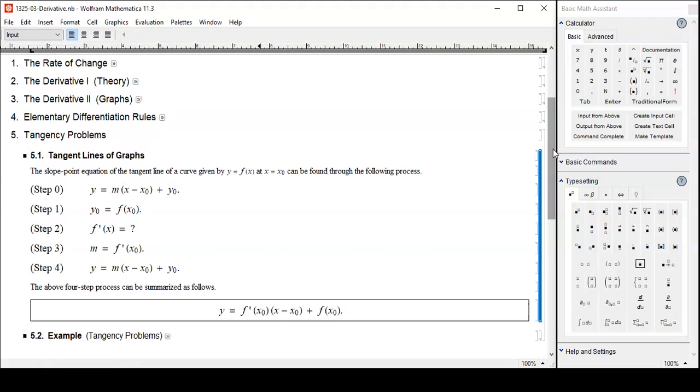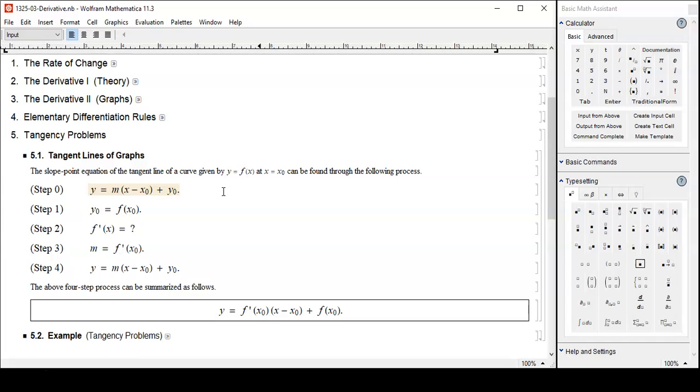How do you find a tangent line? Here is a step-by-step process. Basically, you're looking for the slope point equation of the line: y equals m times (x minus x0) plus y0. A line that is running through (x0, y0) with a slope m.